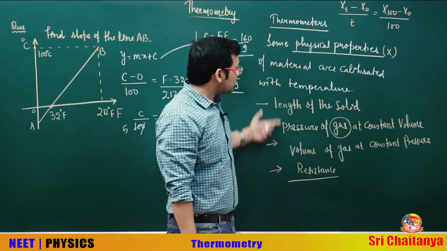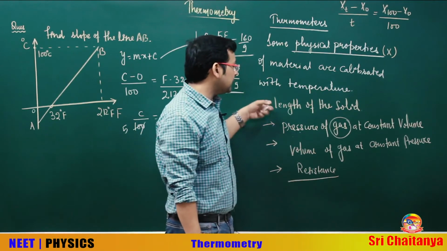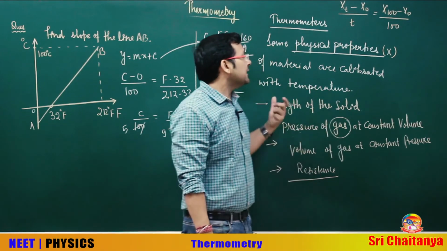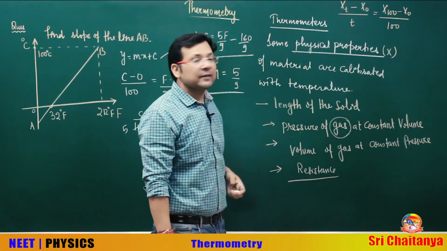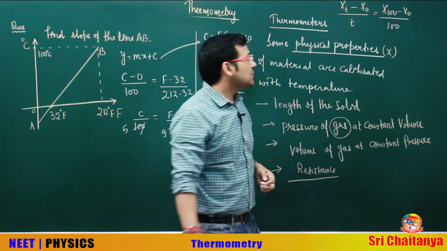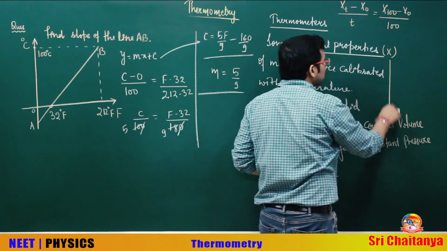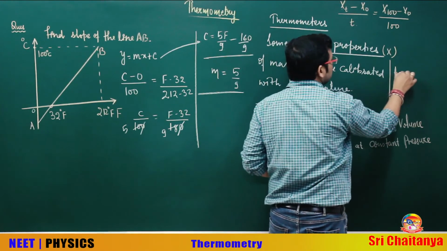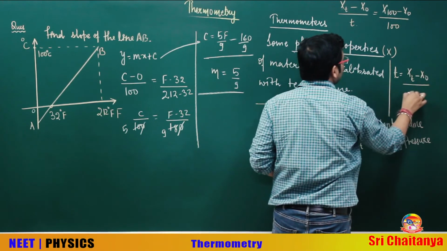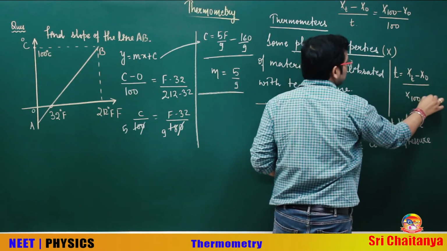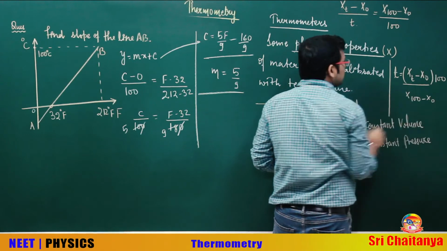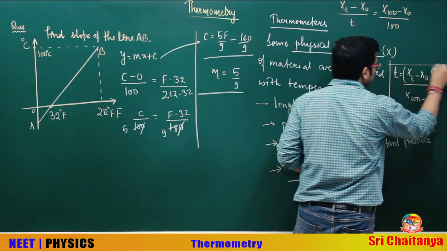So in each of these thermometers, whether length thermometer or constant volume gas thermometer or resistance thermometer, this quantity remains constant. Even this quantity remains constant in a faulty thermometer as well. So from here we can actually calculate T, and that T can be written as xt minus x naught upon x100 minus x naught into 100. So this we can say is the temperature calibration.